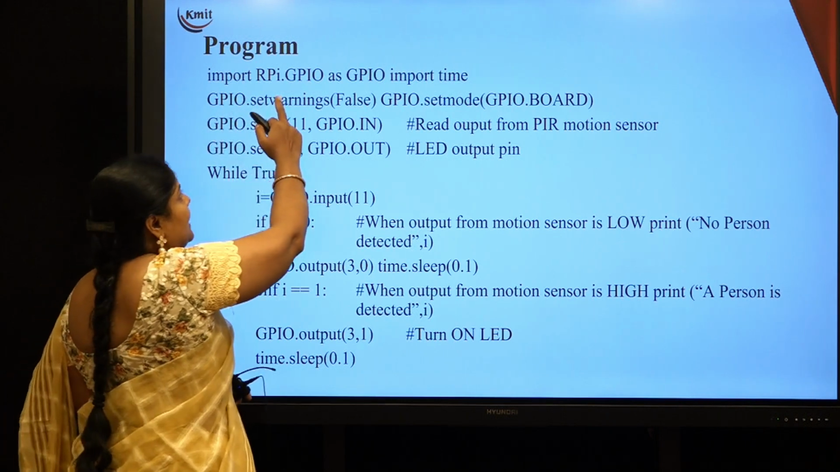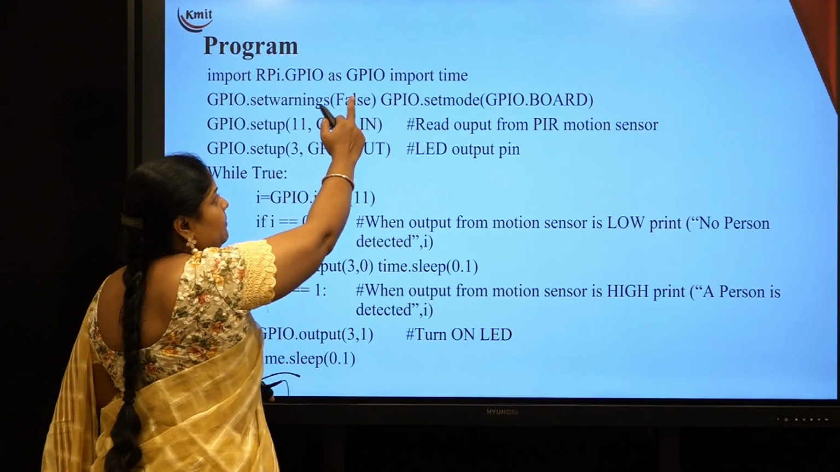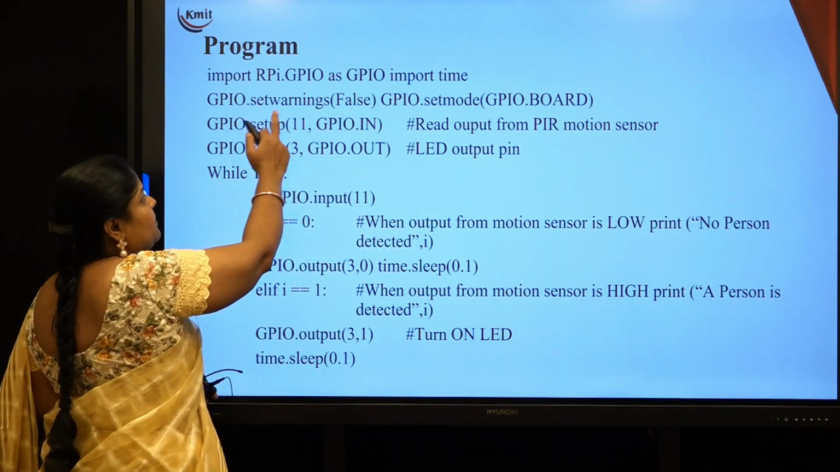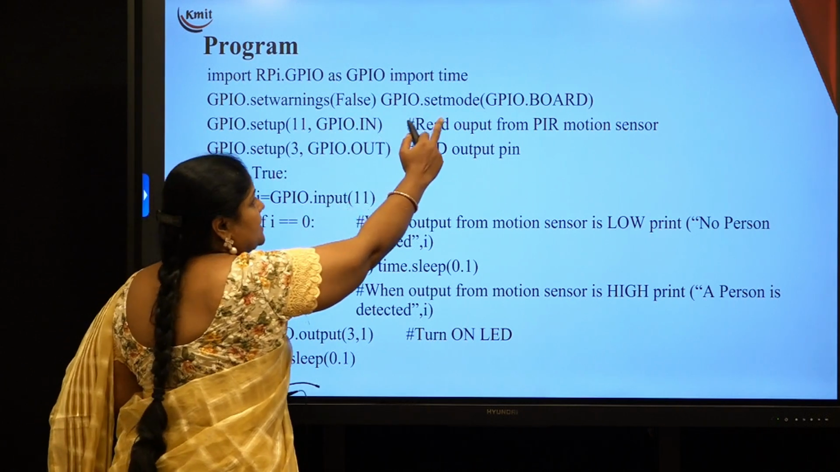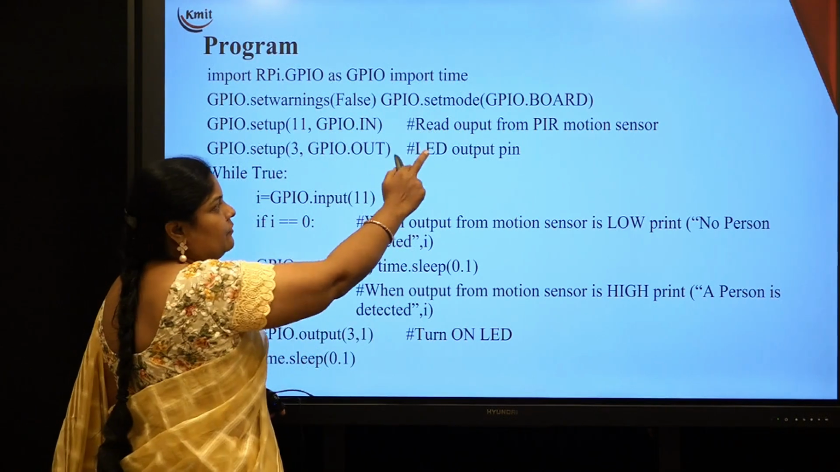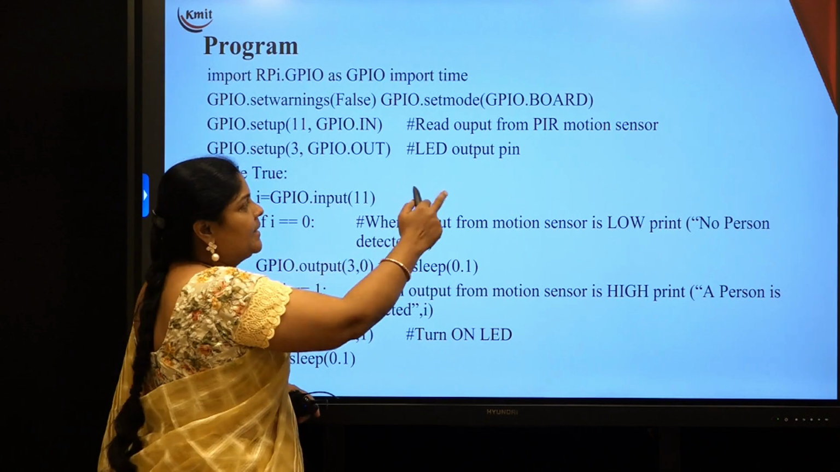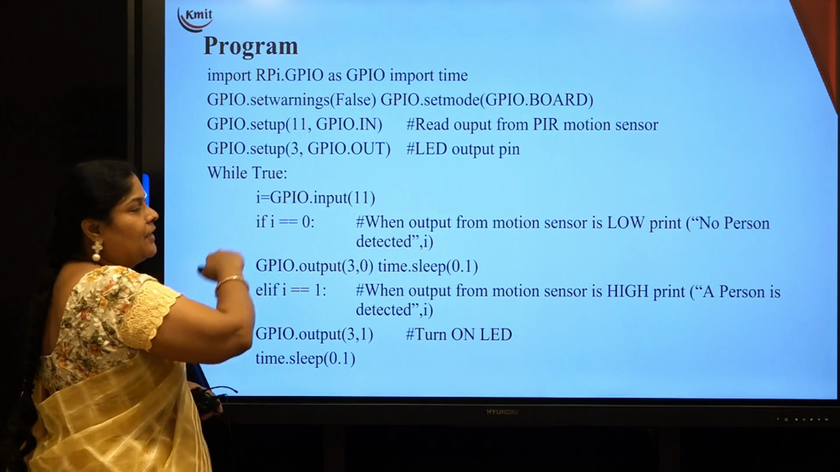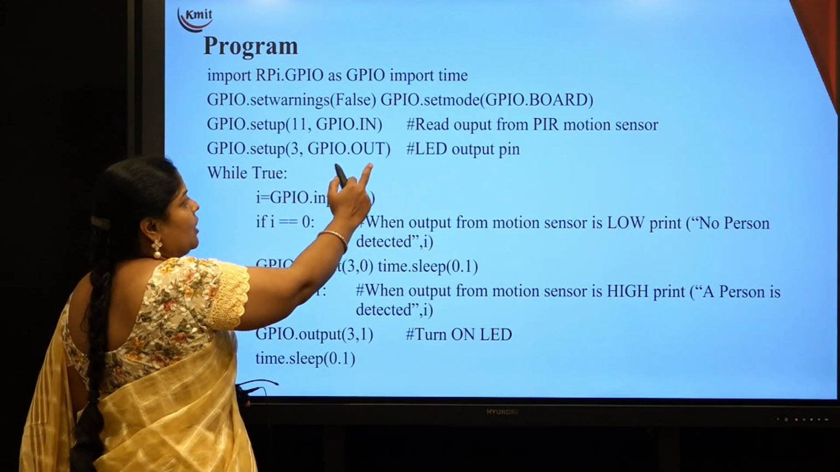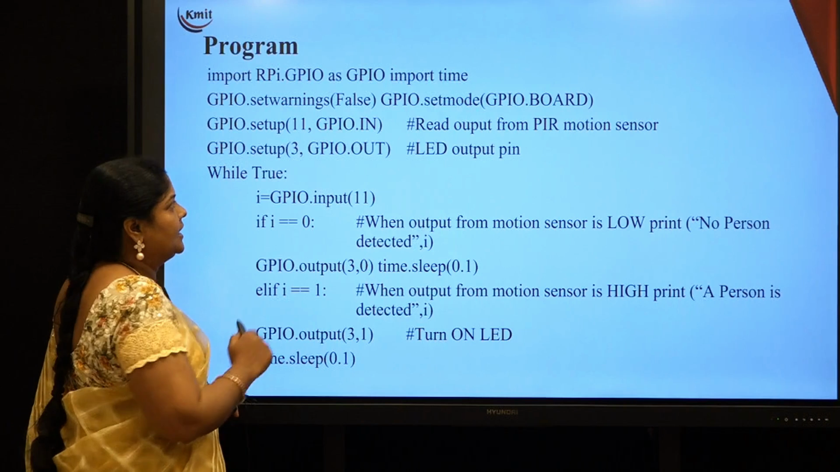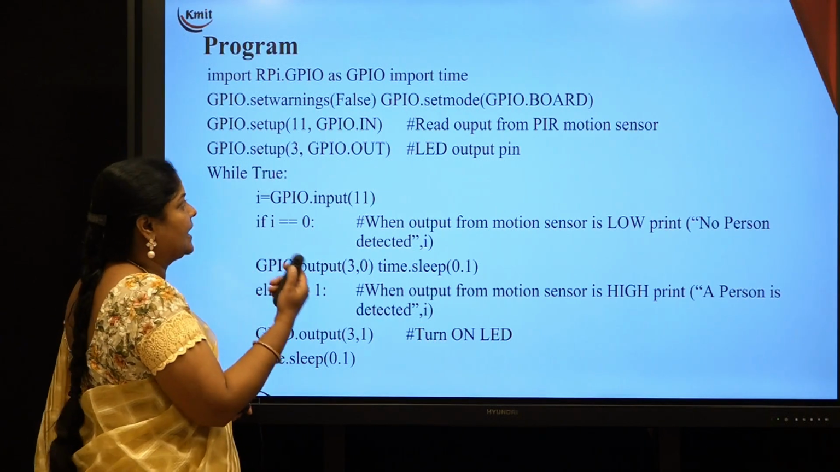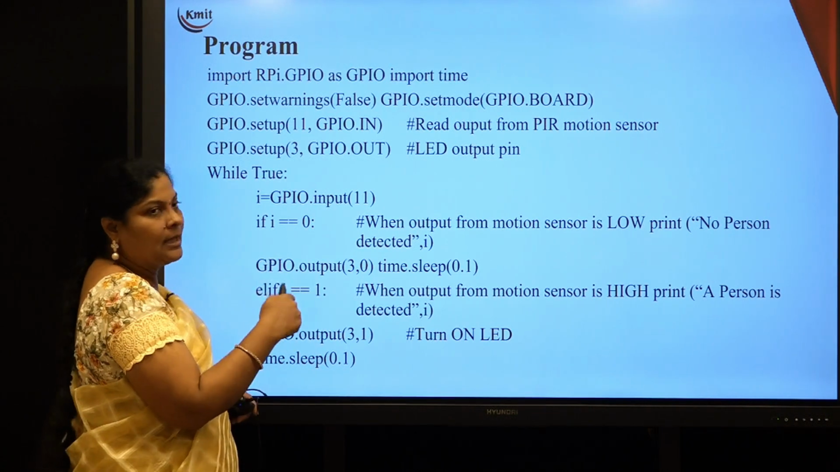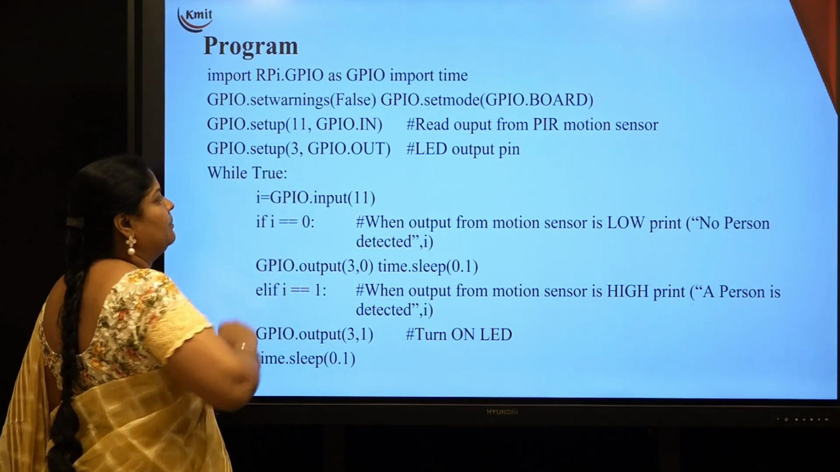So here, import RPi.GPIO as GPIO, you are importing the library, importing the time library function, GPIO.setwarnings, and then GPIO.setmode, you are selecting the numbering system. We are selecting BOARD here, and the 11th pin and 3rd pin you are selecting for input and output, the 3rd pin for output, the 11th pin for input. That means whatever the sensor values are read are taken in the 11th pin, and the output pin, that is the LED glow or alarm on, you are setting to pin number 3.